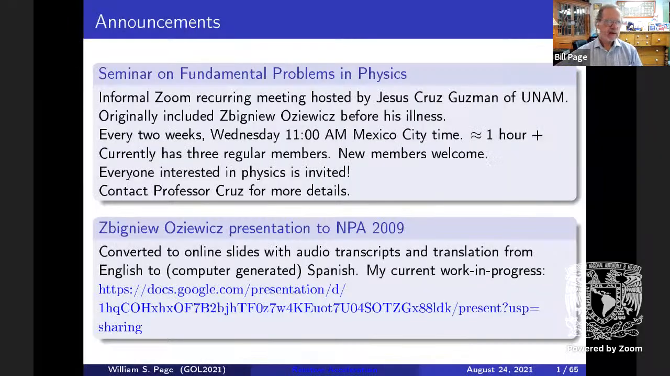Before I do that, though, let me see if I can share my screen here and start with something else. Okay, so I presume that you are seeing this first page.